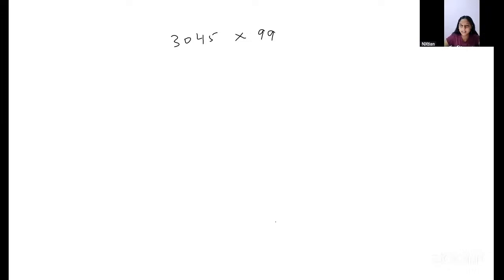I'm clearing this. Now see, I have to use the property to find the answer. 3045 into 99. Again, 99 is closest to what number? 100. Can I do 100 minus 1? Yes, I can do 100 minus 1. Then 3045 into 100 minus 1.